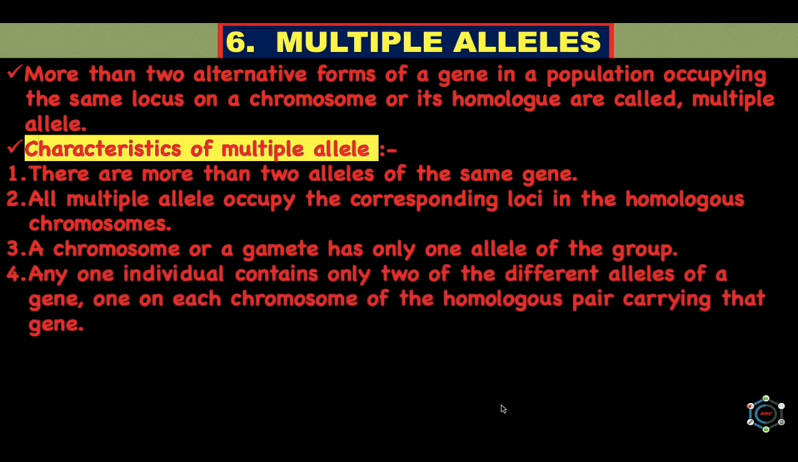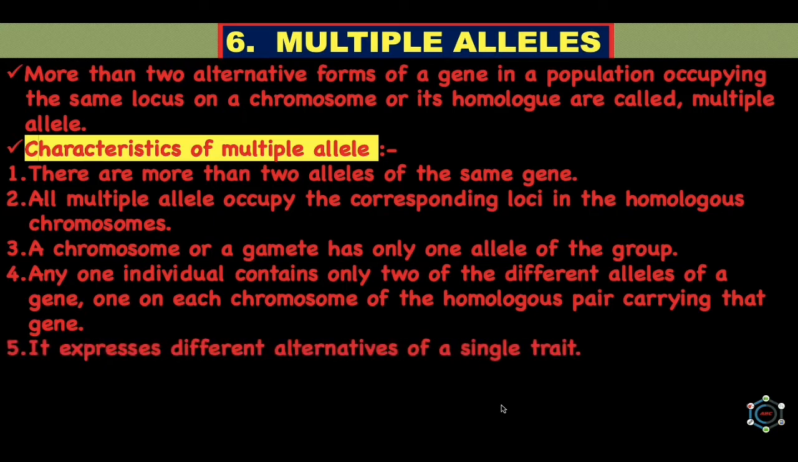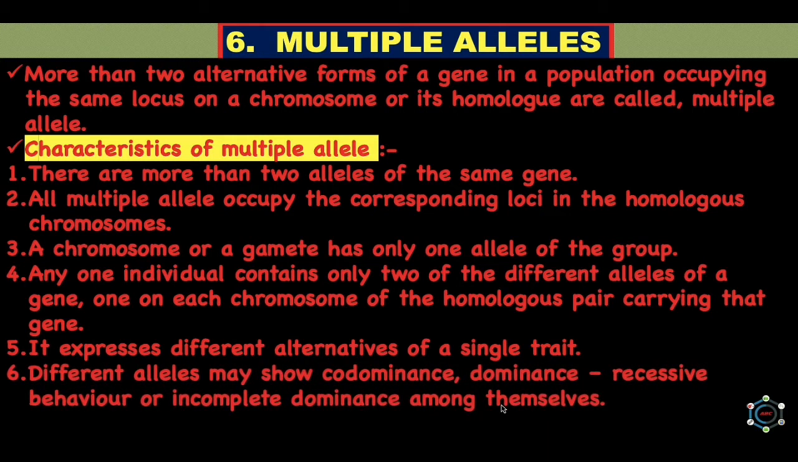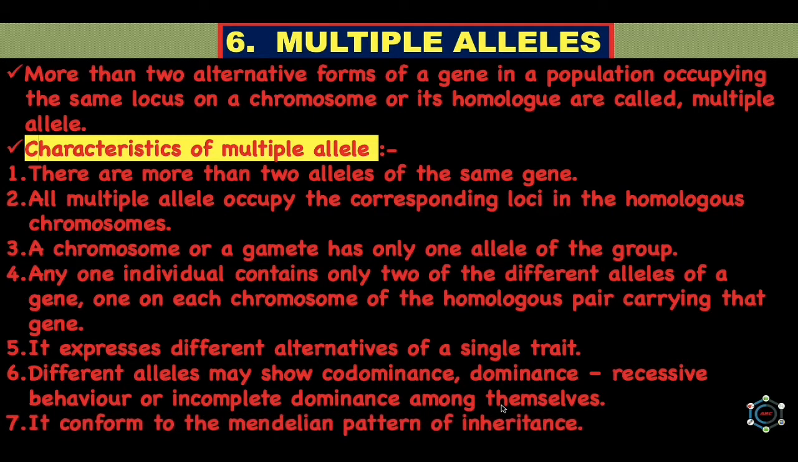Any one individual contains only two of the different alleles of a gene, one on each chromosome of the homologous pair carrying that gene. It expresses different alternatives of a single trait. Different alleles may show codominance, dominance, recessive behavior, or incomplete dominance among themselves. It conforms to the Mendelian pattern of inheritance.